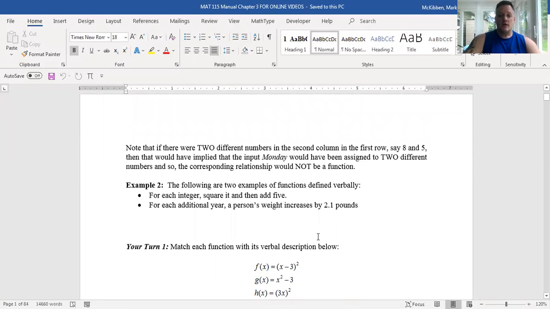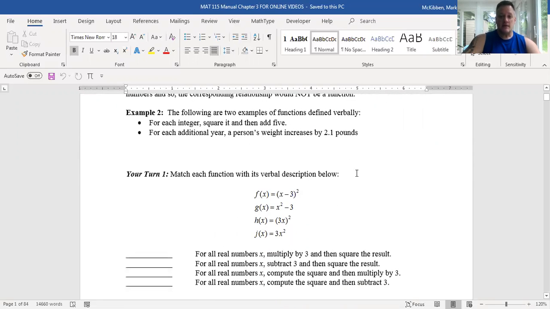All right, so let's look at this one. Example 2: you typically don't rely on functions being defined verbally. In fact, the minute they're defined verbally like this one, the attempt is to then make it into some sort of formula so you could use it. Otherwise, it seems rather useless in some sense.